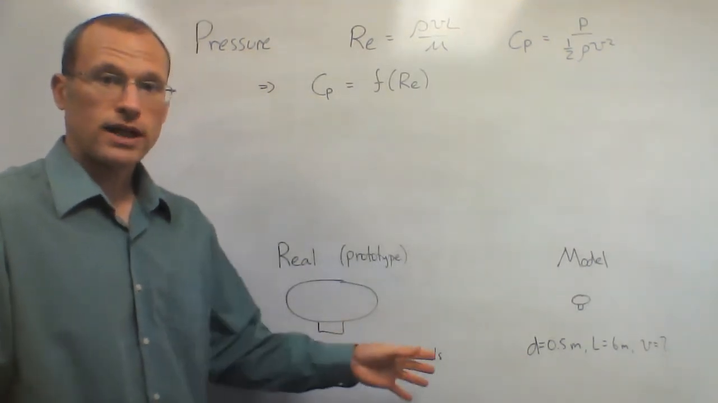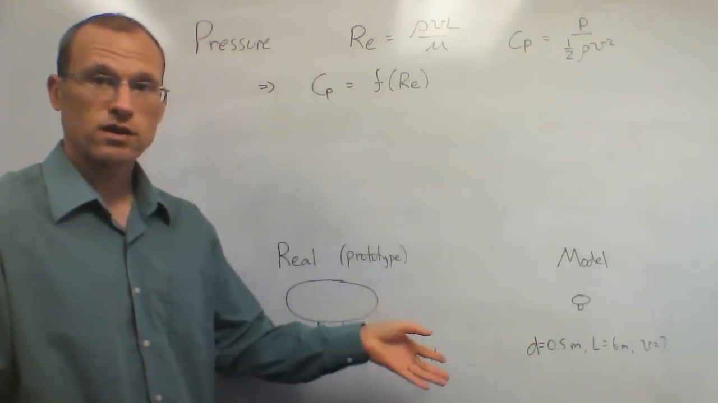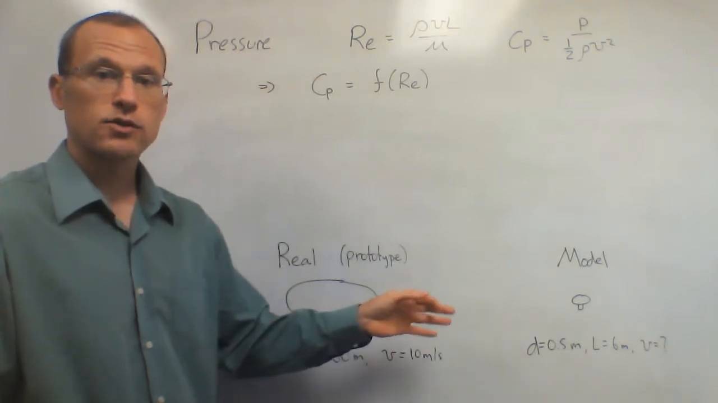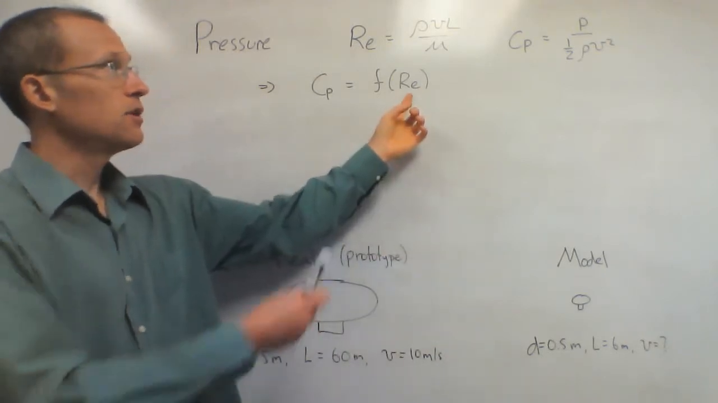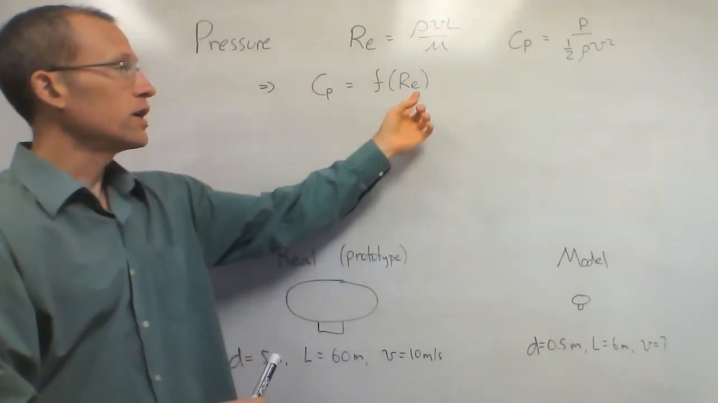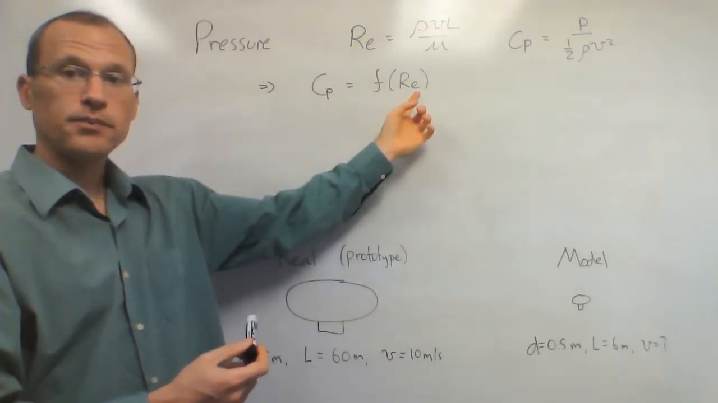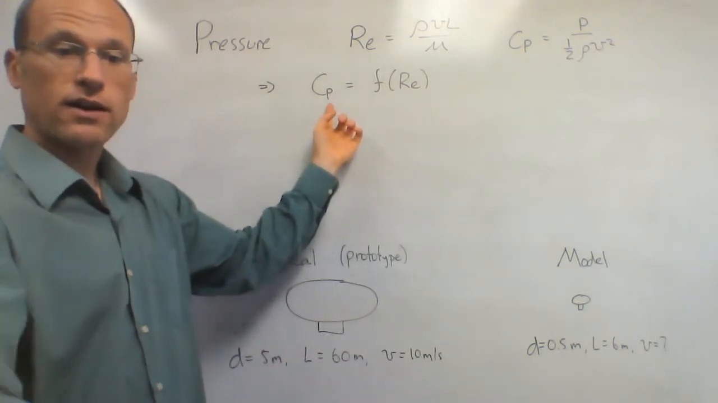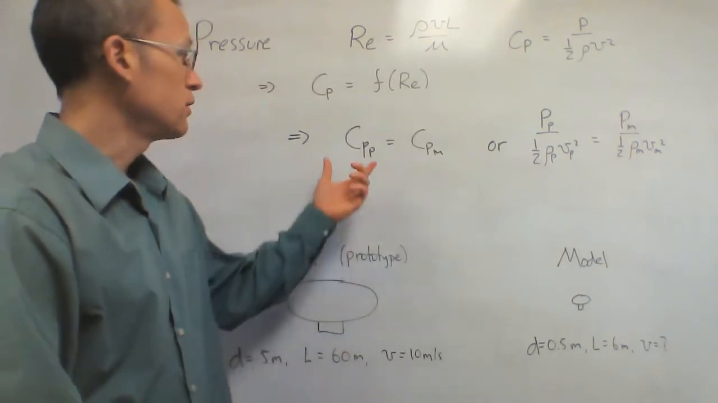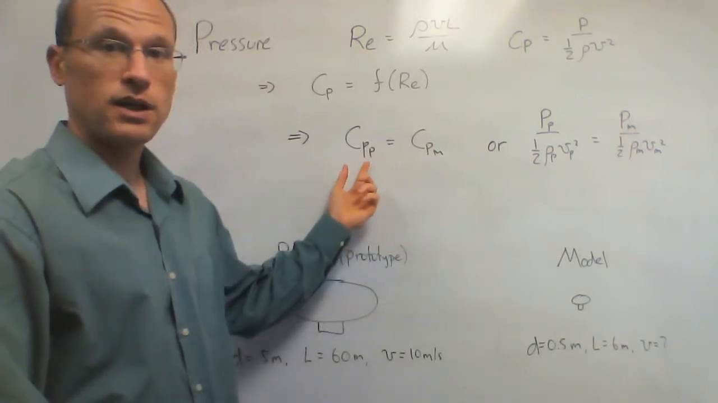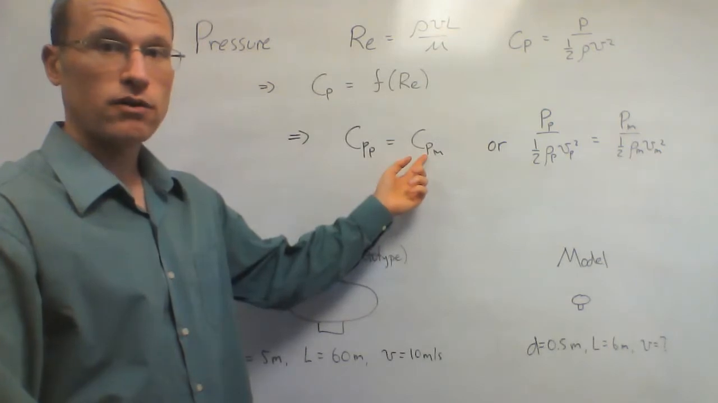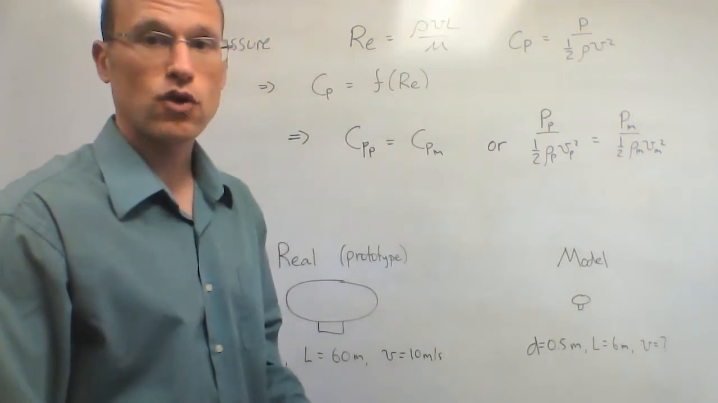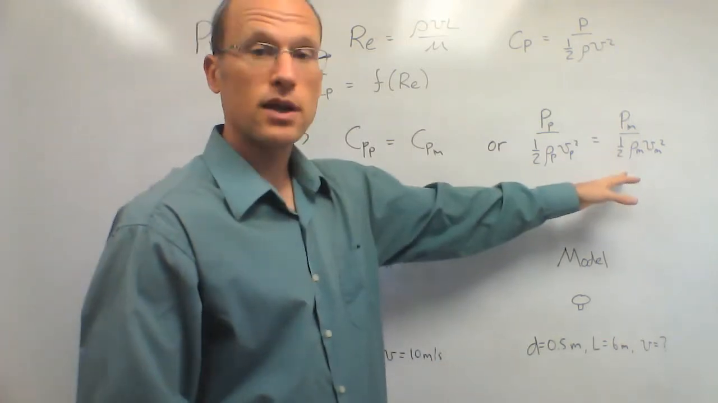Now when I did my model test, I wanted to make sure I had the same value of the Reynolds number, so I made my velocity 100 meters per second. Once my velocity is 100 meters per second, this Re value is the same no matter what. So I have an Re, and it doesn't matter if this is the model or the prototype value, it's going to give me the same number. So essentially my two pressure coefficients are the same, so Cp for the prototype equals Cp for the model, or if I use the equations, pressure for my prototype divided by 1/2 rho v squared is equal to the same thing for the model.